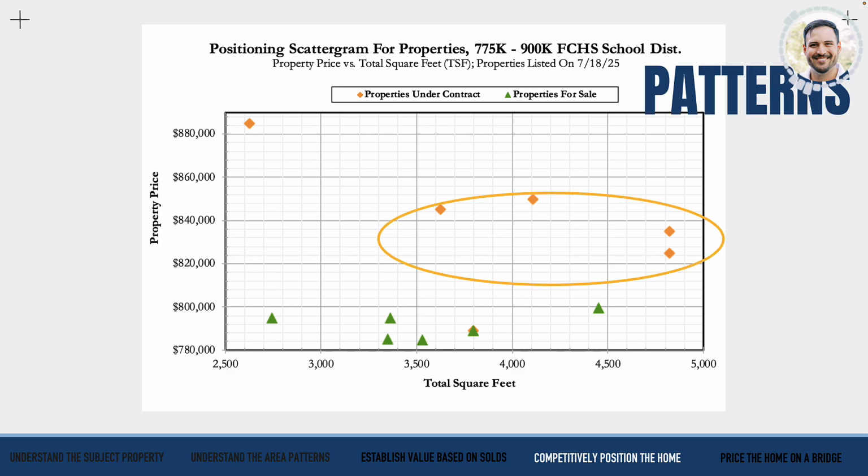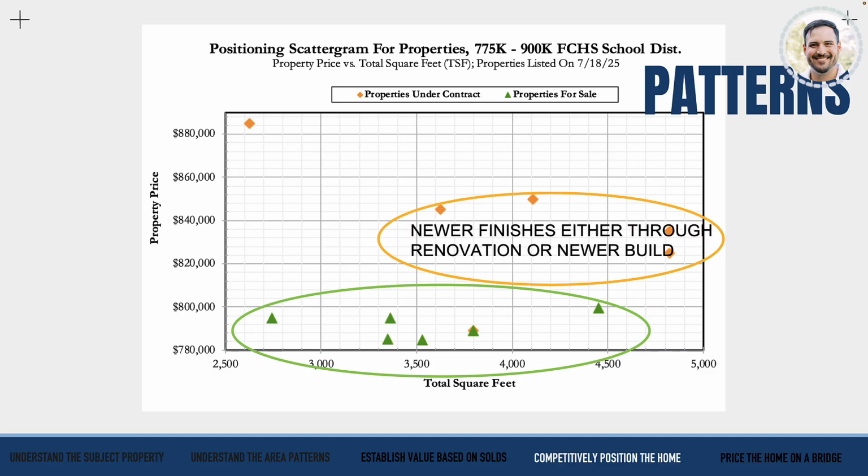And so if we look at the pattern first, you can see the houses that are up here versus the houses that are down here. One has a lot of sales and one's only got one sale and the rest are for sale. Now, the difference between these is the newer finishes, either through renovation or rebuild, or the older style finishes or smaller lot are down here.